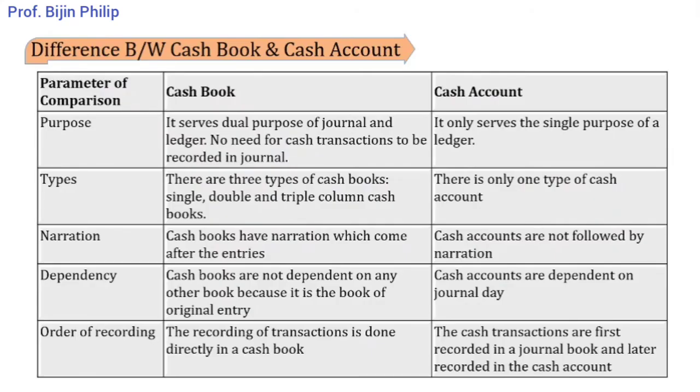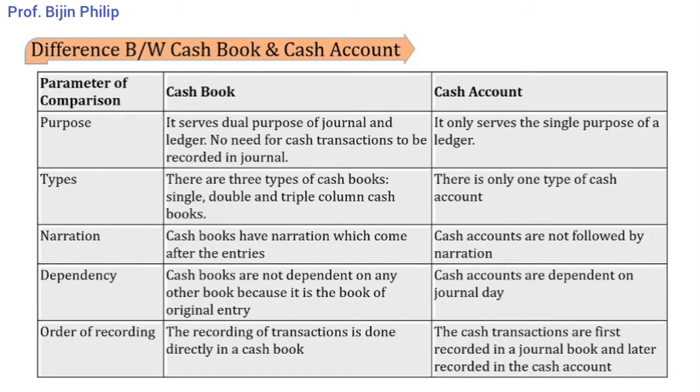Now we'll see the very important differences between cash book and cash account. Here I have given some parameters of comparison. The first comparison is based on purpose. In case of cash book, it serves the dual purpose of journal and ledger. There is no need for cash transactions to be recorded in a journal. But in case of cash account, it only serves the single purpose of a ledger. We have to maintain a separate journal for that. So that is the first comparison between cash book and cash account.